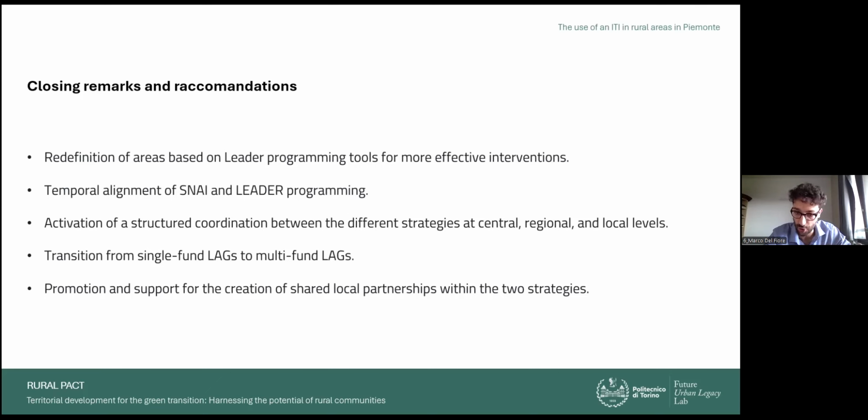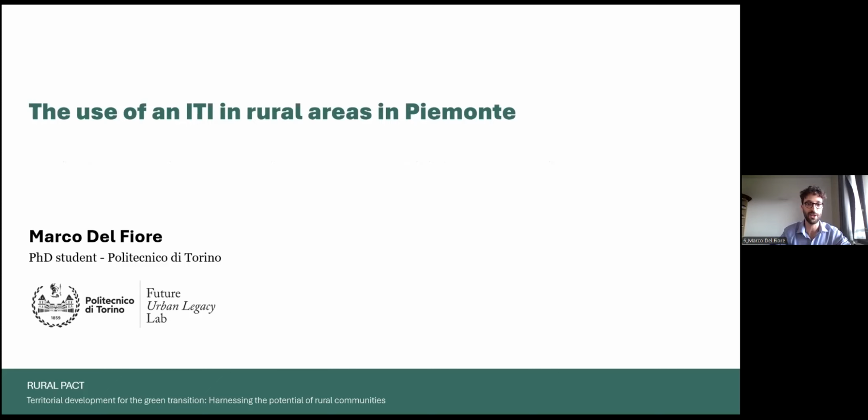And the structured coordination mechanism should be activated between the different governance levels, central, regional, and local, to ensure all strategies work toward common goals. Additionally, in Italy, we have some important problems in using multi-fund LAGs. Most of them are mono-fund. And finally, promoting shared local partnership between the two strategies would foster greater collaboration, ensuring that policies are aligned and more effectively implemented. And thank you for the attention.